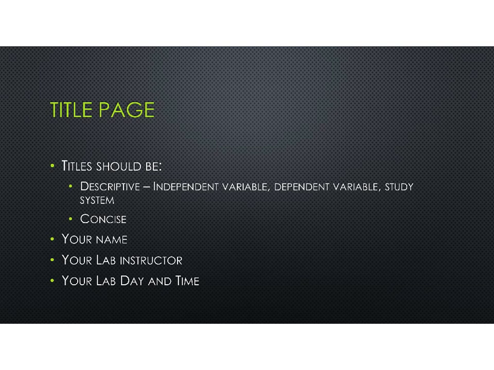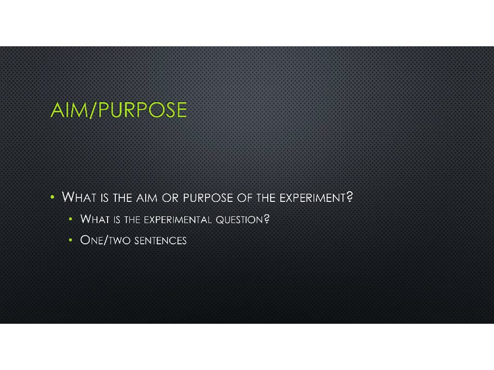You are going to need a title page for your assignment. Whenever you're writing titles in the sciences, you want to make sure that your title is fully descriptive. You need to describe the independent variable, the dependent variable, the study system. The reader needs to have an idea of what the paper is about just by looking at the title. But don't make your title too long. Try to keep it concise, a line or less. Also, make sure your name is on there, your lab instructor, and your lab date and time.